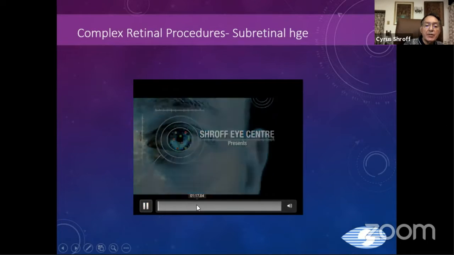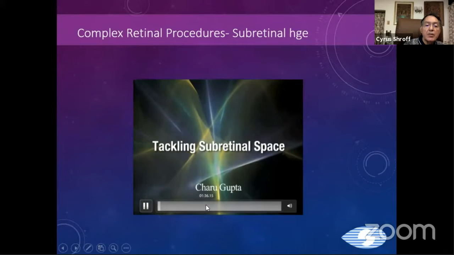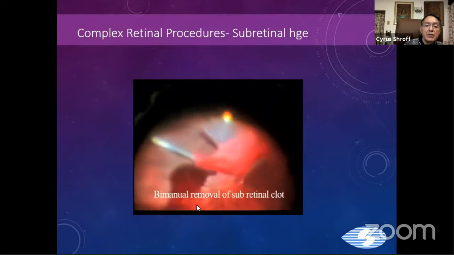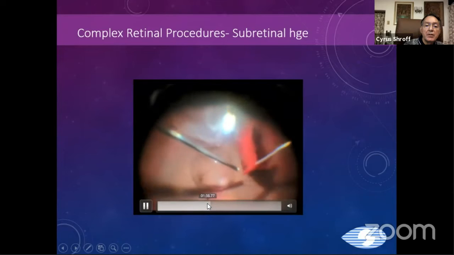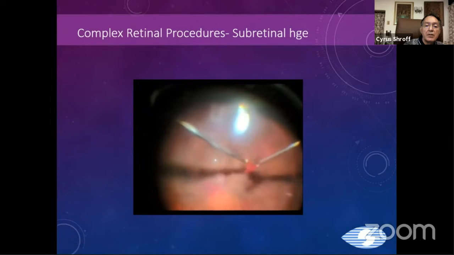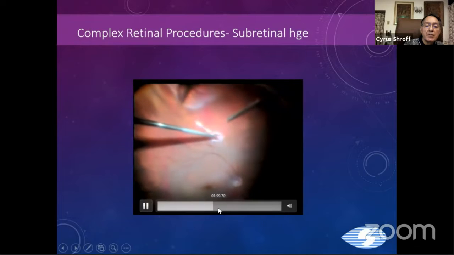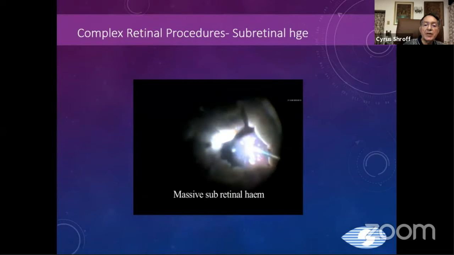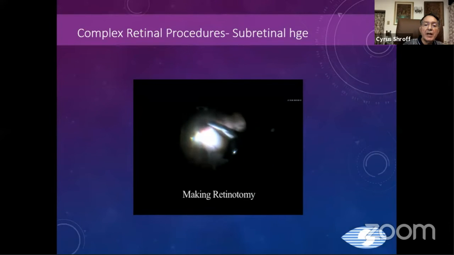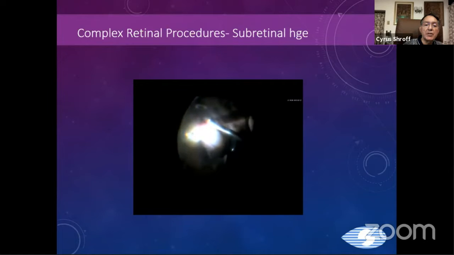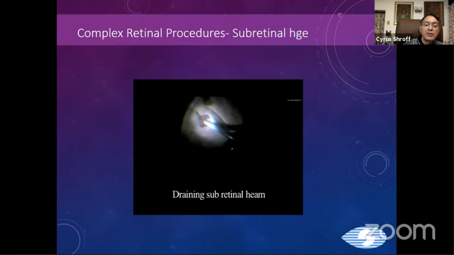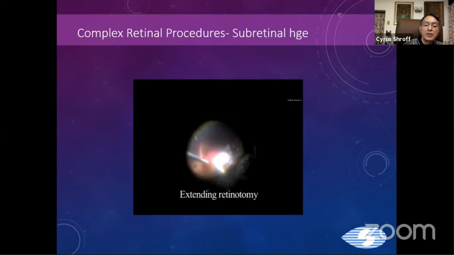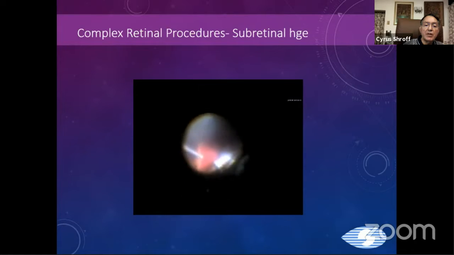This was a case of subretinal hemorrhage that colleague Dr. Charu Gupta presented. This is again massive subretinal hemorrhage, and this sort of a hemorrhage you cannot remove through just making a small retinotomy. So we had to make a large peripheral retinotomy and reflect the retina over. Here you see the retinotomy being extended.